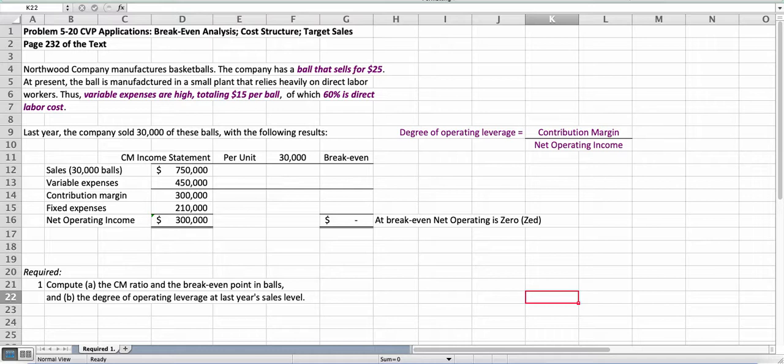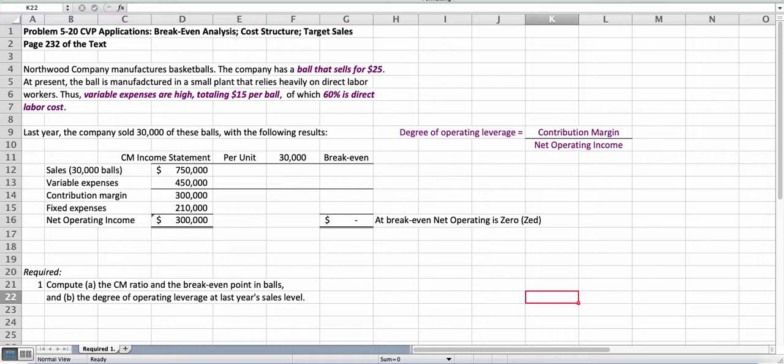Problem 5-20 in your textbook on page 232. This is the cost volume profit applications, or CVP, one of my favorite chapters. It's all about relationships. We're being asked to do a couple of things. Compute the contribution margin ratio. That's what the CM stands for.